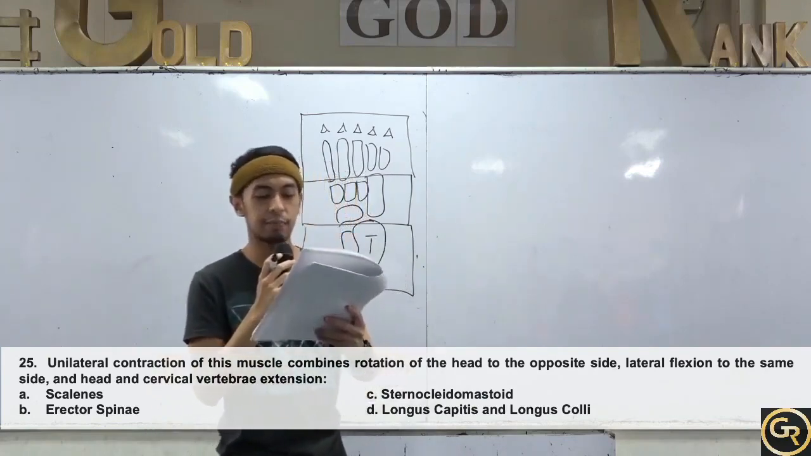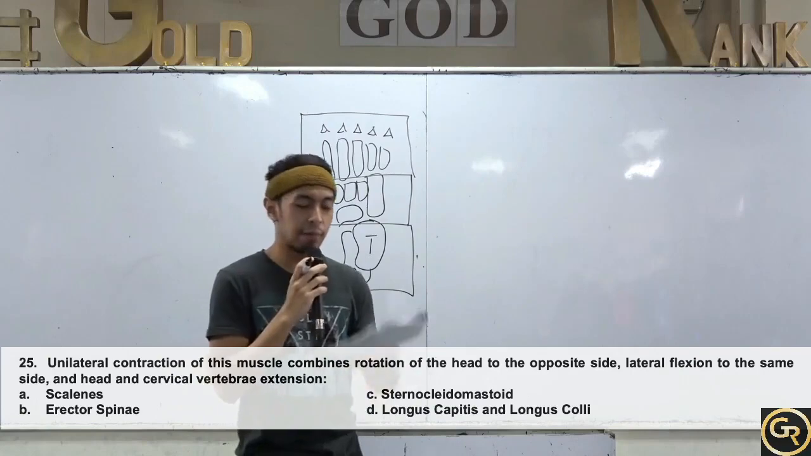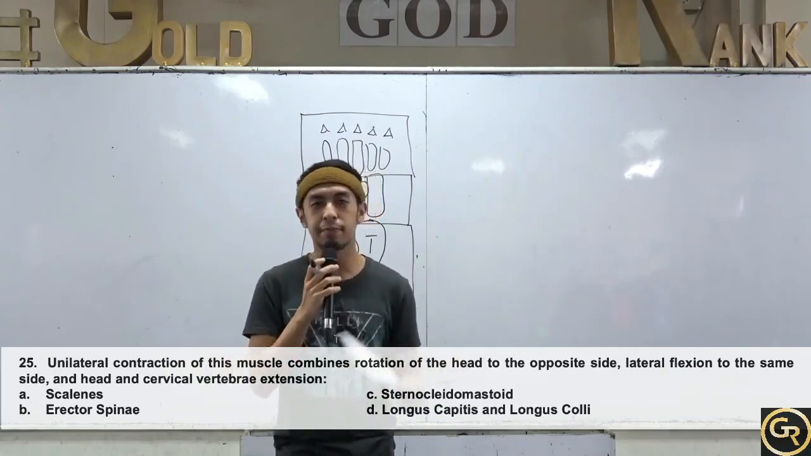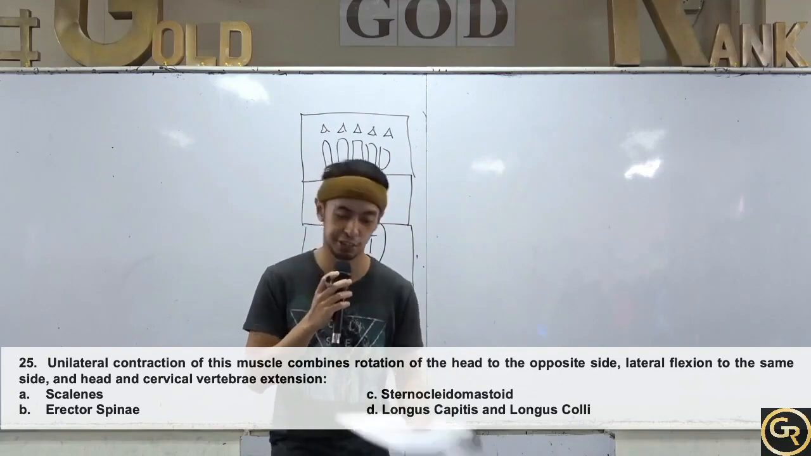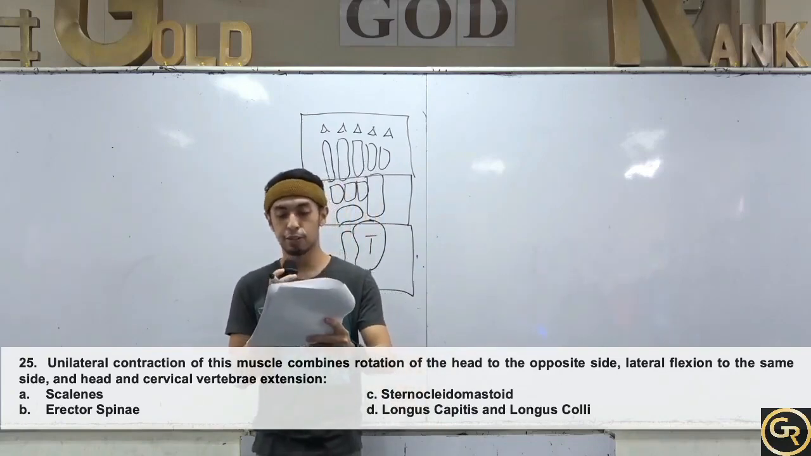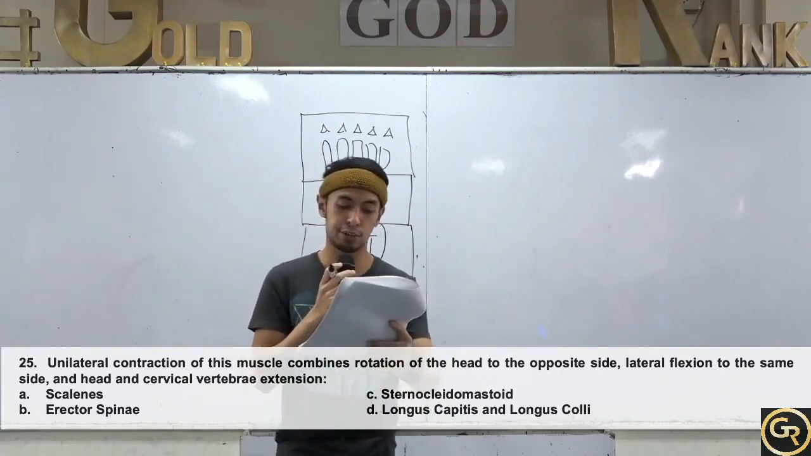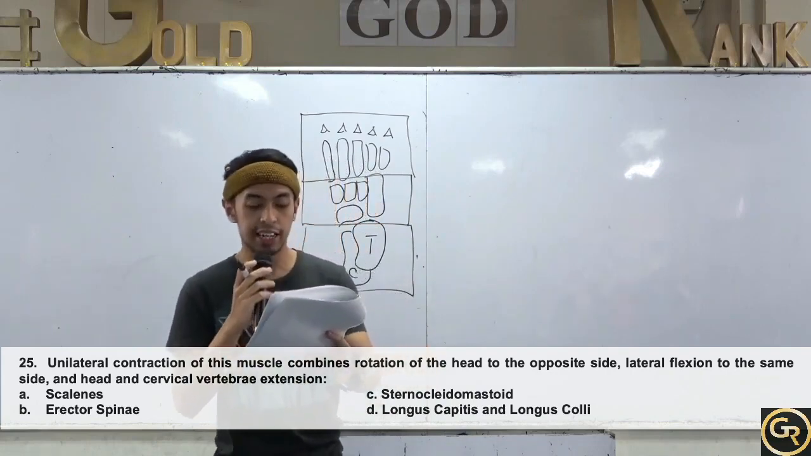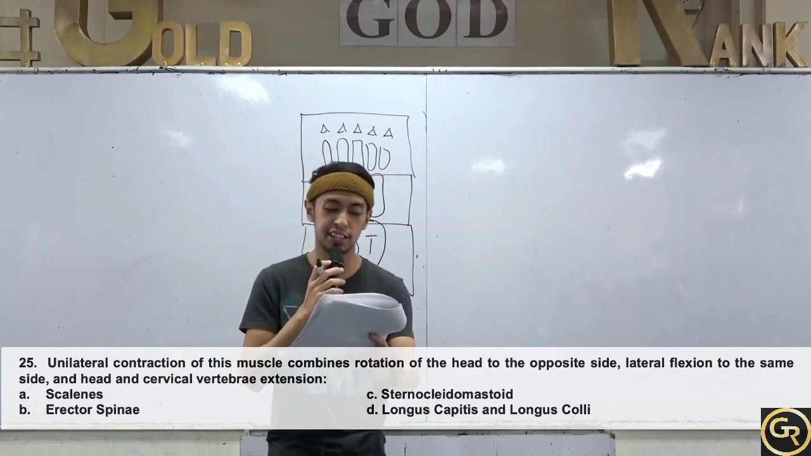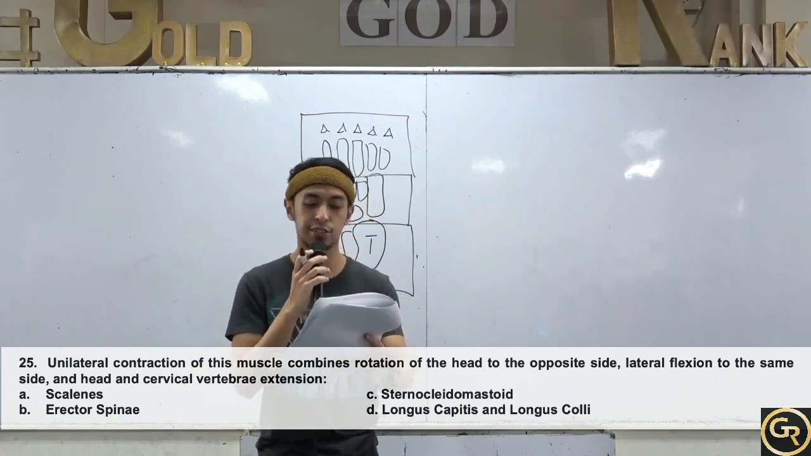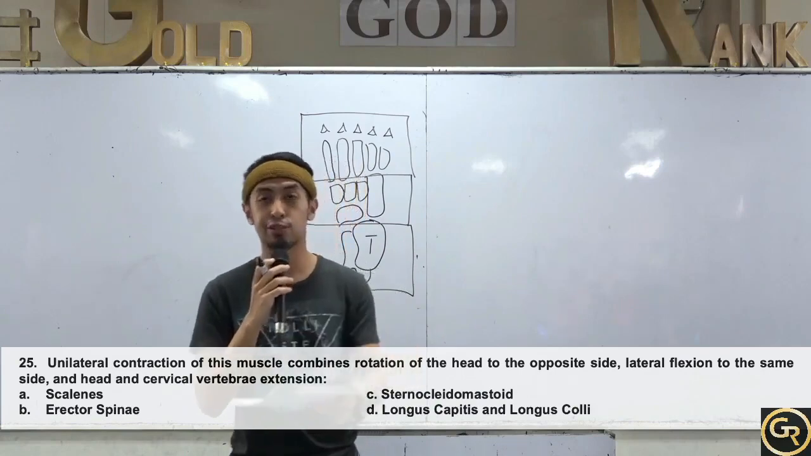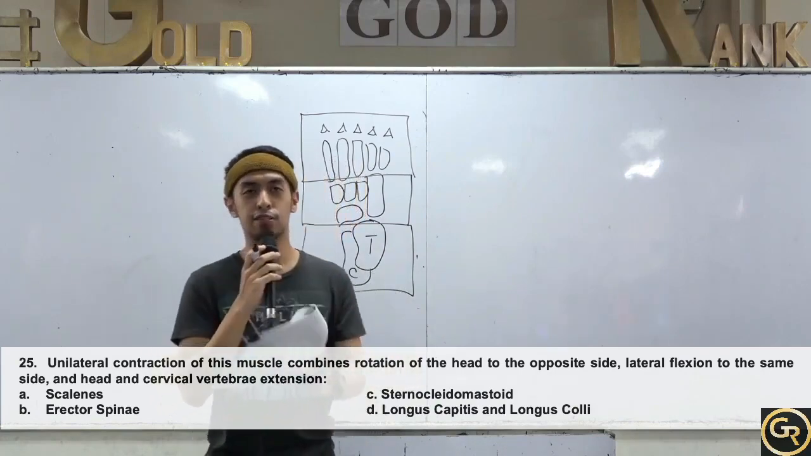sternocleidomastoid. Letter cat. Sir, nakakapagtaka, bakit naman po head and cervical vertebrae extension? Di ba po ang SCM natin is more for cervical flexion? Well, based from your Brunstrom, sabi kasi ni Brunstrom, the SCM which completely bridges the cervical vertebrae requires synergistic contractions of the vertebral muscles to stabilize the cervical spine so that the SCM can produce a flexion motion.